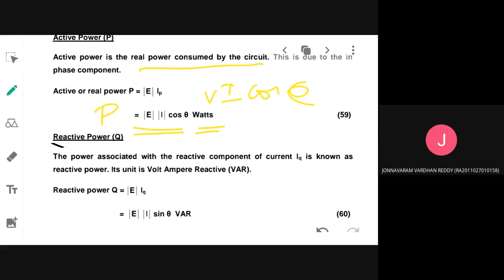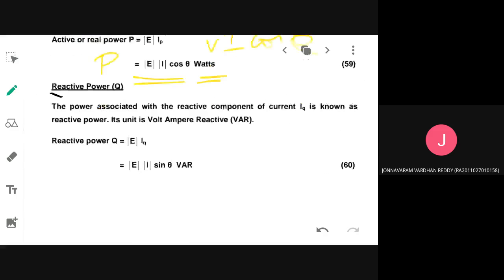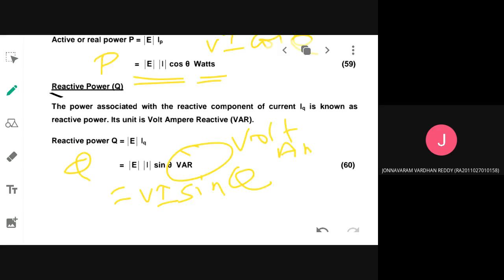Then reactive power. Suppose you have an inductive component or capacitive component in the circuit, then they are called reactive components. The power associated with those reactive components gives you reactive power. The notation is Q equal to VI sin theta, and the unit is volt ampere reactive.